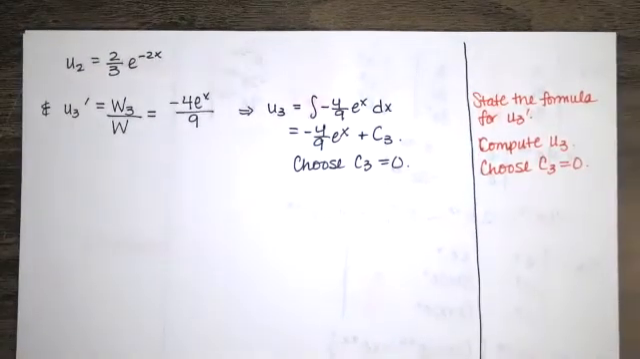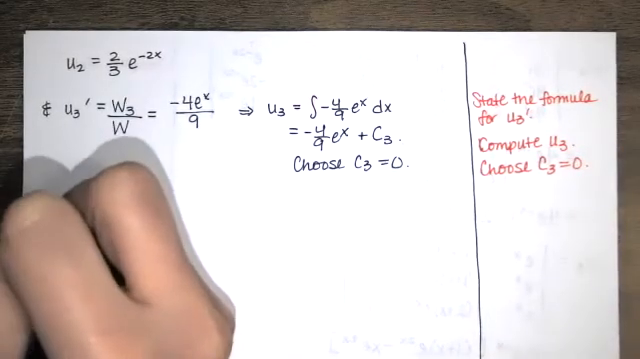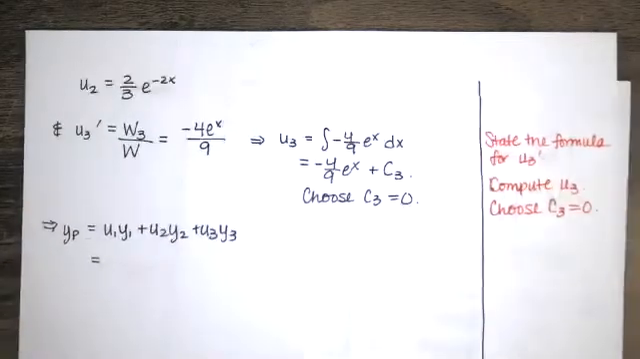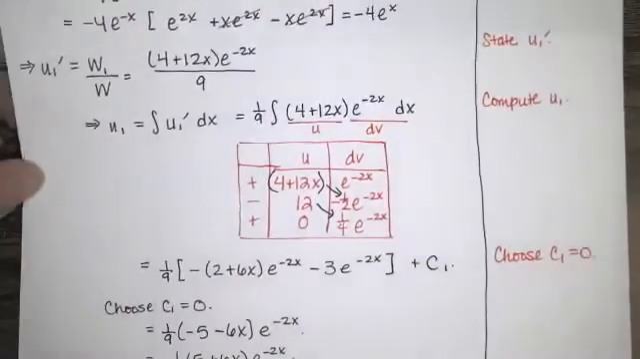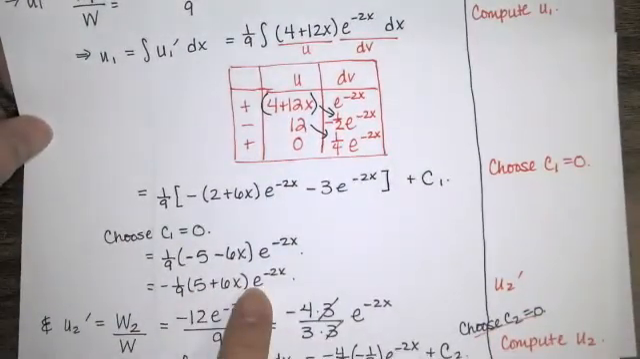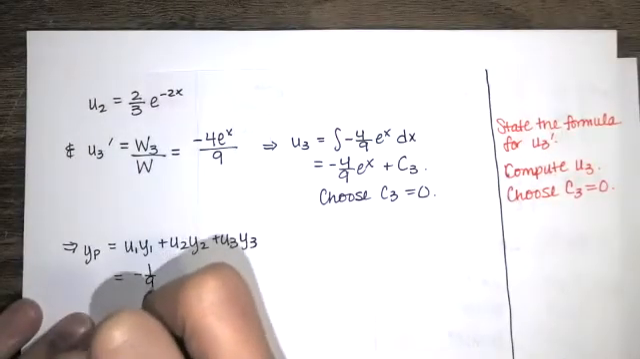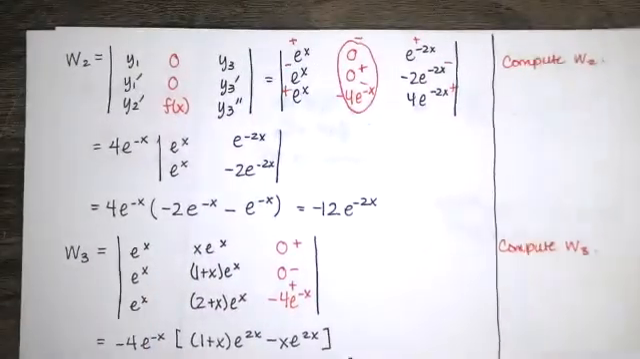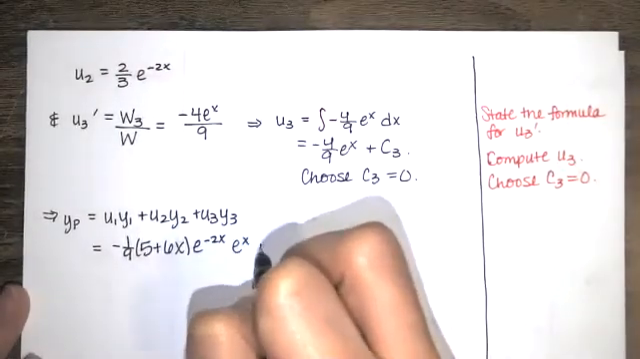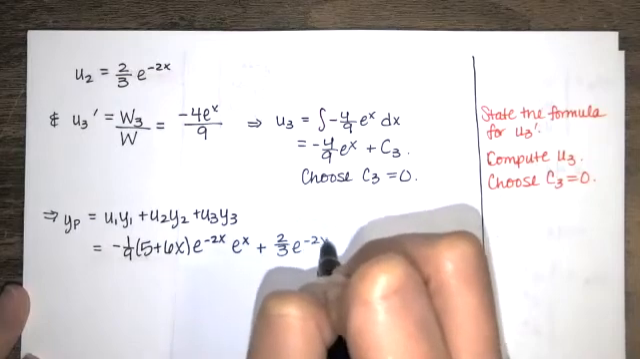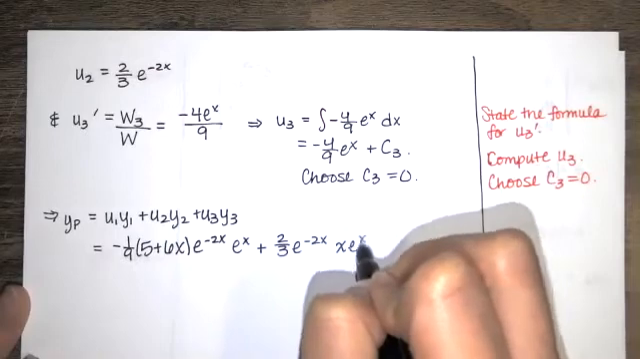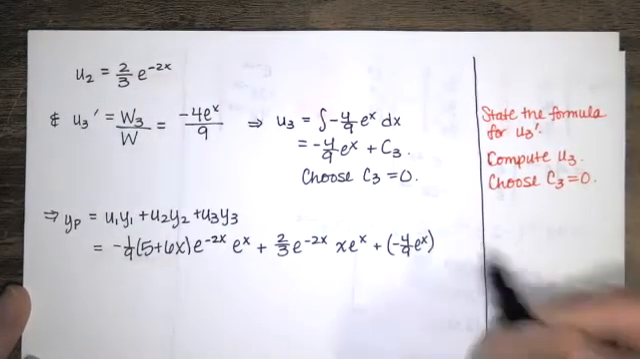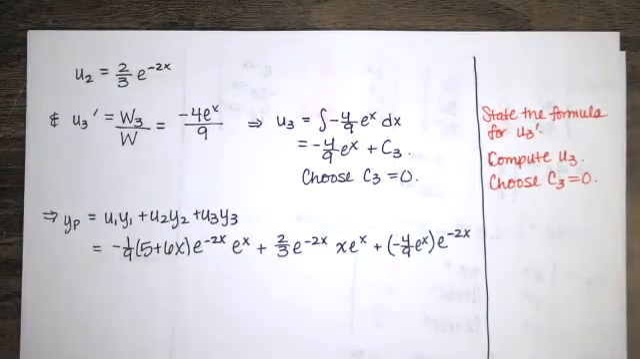Okay, so now we've got u sub 1, u sub 2, and u sub 3. And remember, the goal was to find y sub p. So y sub p turns out to be u1 y1 plus u2 y2 plus u3 y3. And u1 is this function here. So -1/9 times 5 plus 6x times e to the -2x. And y1 is this exponential e to the x. Then u sub 2 is 2/3 e to the -2x. And y sub 2 was x times e to the x. And u sub 3 was -4/9 e to the x. And y sub 3 was e to the -2x, if I remember correctly. It's been a while. Yep, that's e to the -2x.